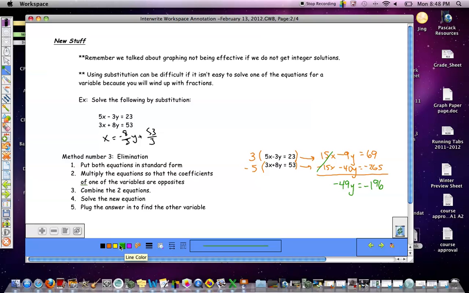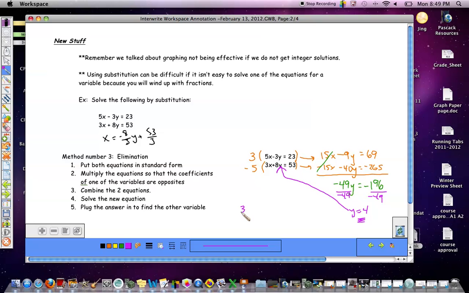Okay, step 4 says to solve it. All right, I want to divide both sides by negative 49. And that's going to give me y equaling 4. Now, if you remember back in the other problems, we always had to figure out what both x and y were. So I need to take the y being 4 and plug it into one of these original equations. It doesn't matter which one. I'll take y being 4 and plug it into the bottom one.